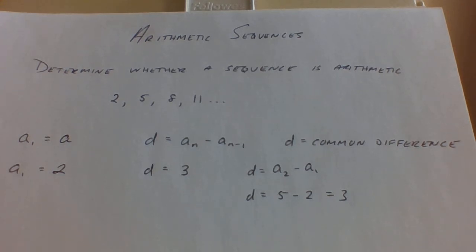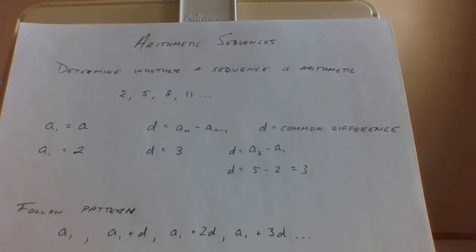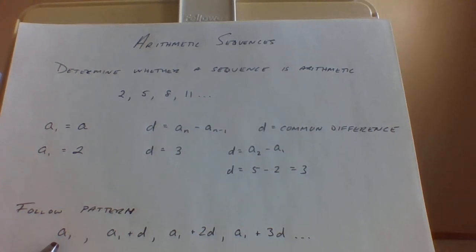So anytime you're working with arithmetic sequences, they should always be following some type of pattern. And one way to write this pattern would be, we have our a sub 1 value, and our next term would be a sub 1 plus that common difference, so plus d. My third term here could be a sub 1 plus 2 times d, and this pattern obviously could continue with our sequence.